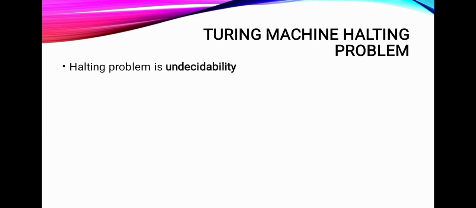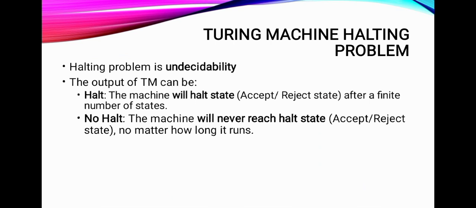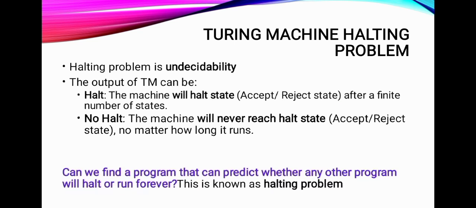Then we can see the halting problem, which occurs due to undecidability. Halting means we are stopping the problem. The output of a Turing machine can be halt or no halt. Halt means the machine will reach a halt state, accept or reject state, after a finite number of steps. No halt means the machine will never reach the halt state, that is accept or reject state, no matter how long it runs.